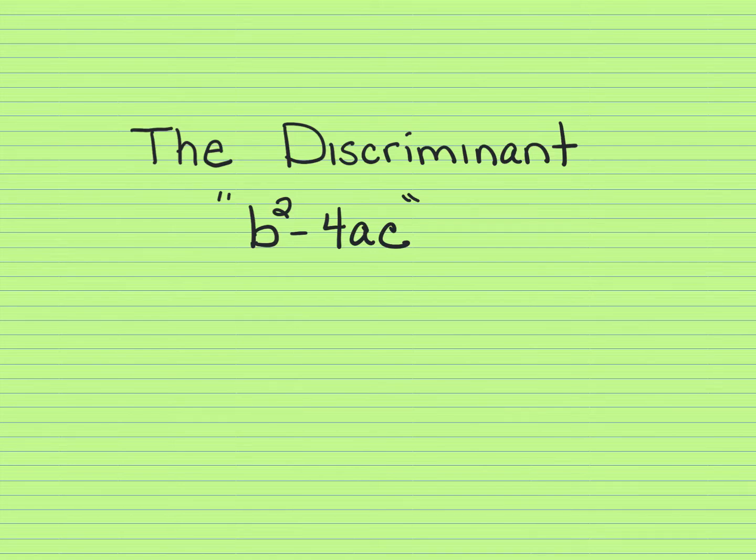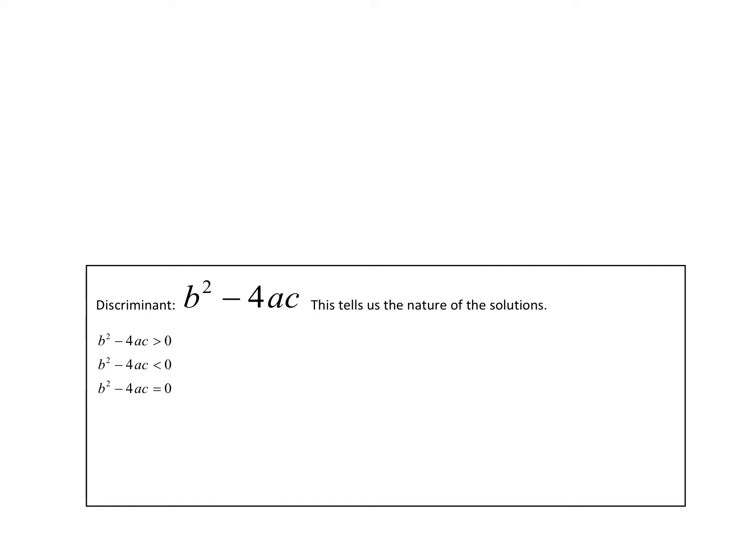In this video, we'll take a look at the discriminant and what it tells us about the zeros of a quadratic equation. When we solve a quadratic equation using the quadratic formula, which is x equals negative b plus or minus the square root of b squared minus 4ac all over 2a, what we notice is that what we have underneath this square root, which we call the discriminant, will tell us how many and what kind of solutions we're going to have.